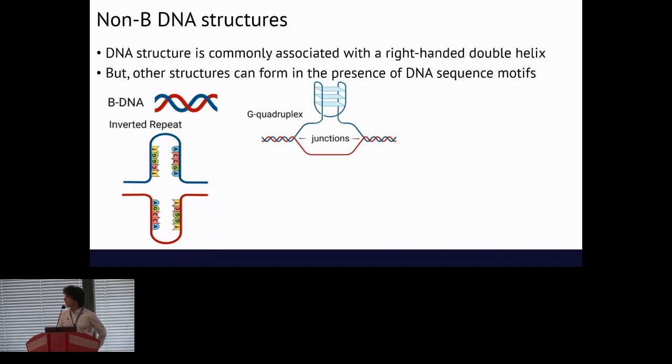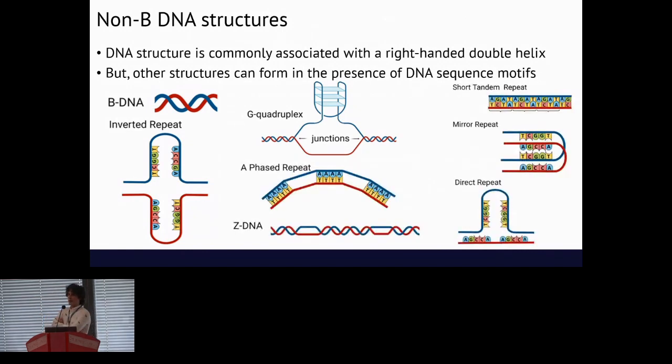You can also have G quadruplexes. Sometimes these are called tetraplexes or G4s, and these form sheets of guanines. G4s in particular have been associated with a lot of biological processes I'll cover in the next slide. And there are several of these. Here I'm showing all of the non-B structures that have well-known and well-characterized motifs from the non-B database.